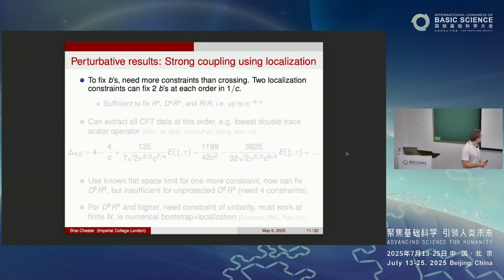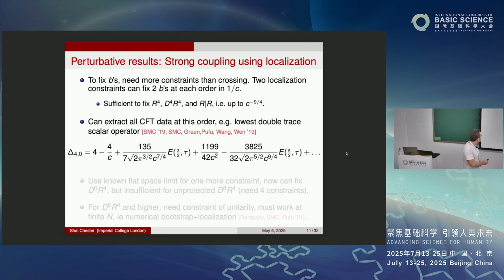Okay, so to fix these b's, we need more constraints. Analytically, you can fix two of them using localization, which allowed us to fix up to the D to the 4 R to the 4 term. And so analytically, you can then read off data up to that order.